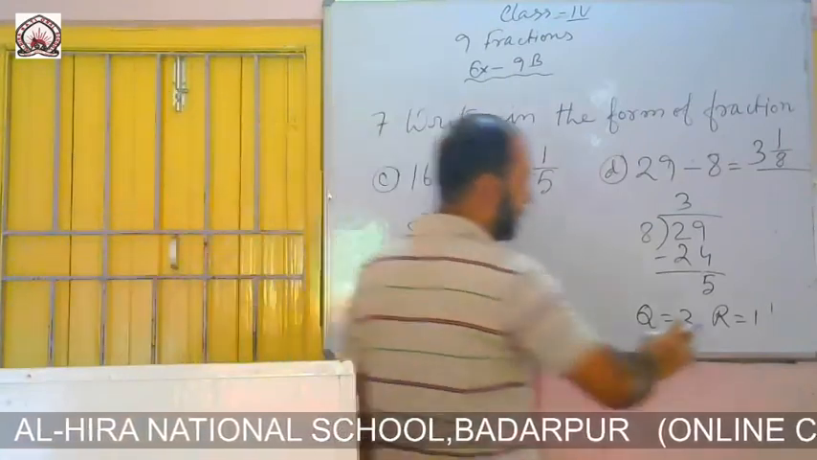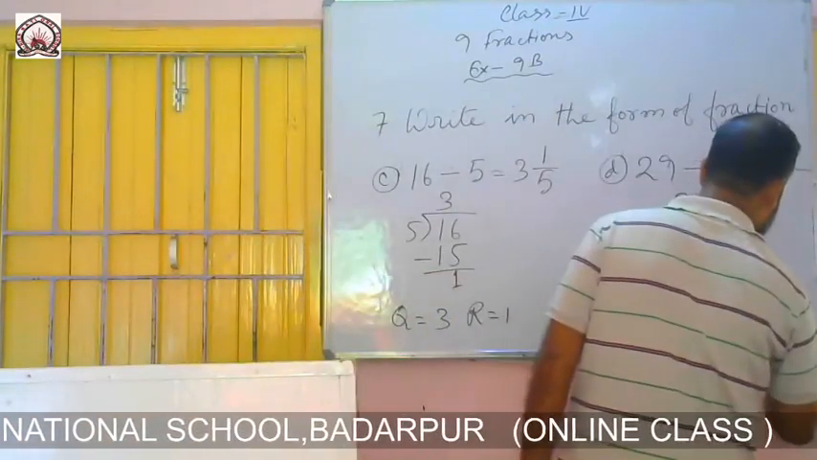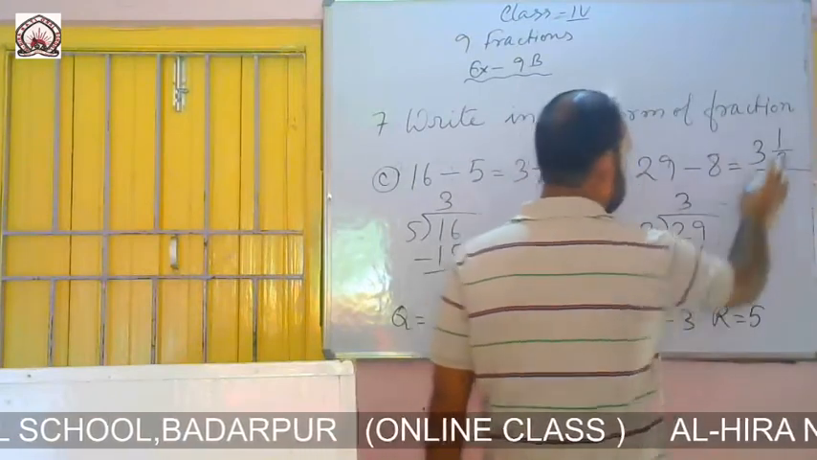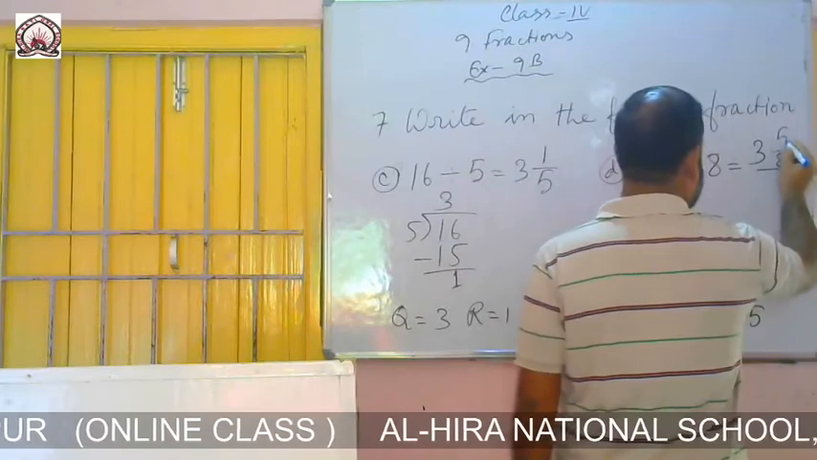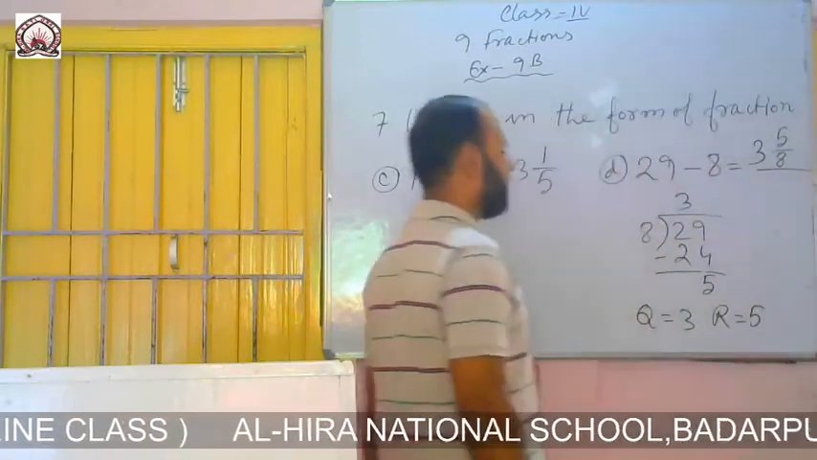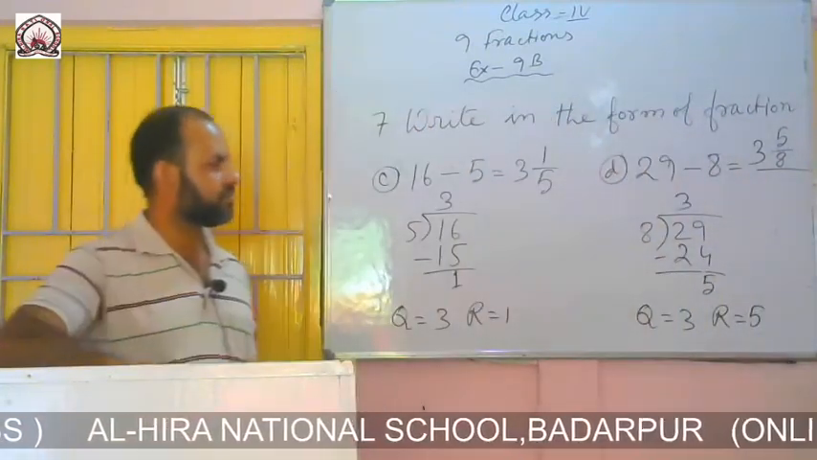Sorry, here remainder is 5. So fraction will be 3 5 by 8, 3 5 by 8.